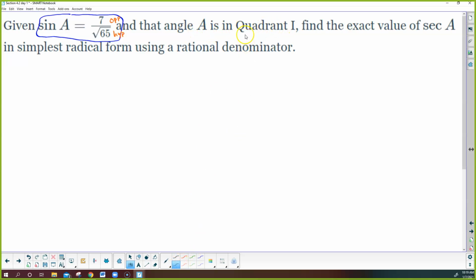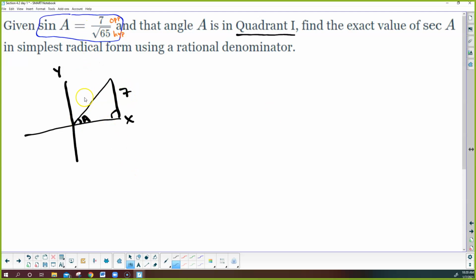I will just mention everything we're going to be doing is in quadrant 1 to start. So think about an XY plane. This might not be an accurate triangle, but it's fine. Here's angle A right here. It's the same as if I called it theta. And what we know is that the opposite side is 7, and the hypotenuse is the square root of 65. And that's what this triangle would look like in quadrant 1. So then we have to find the exact value of secant of A.